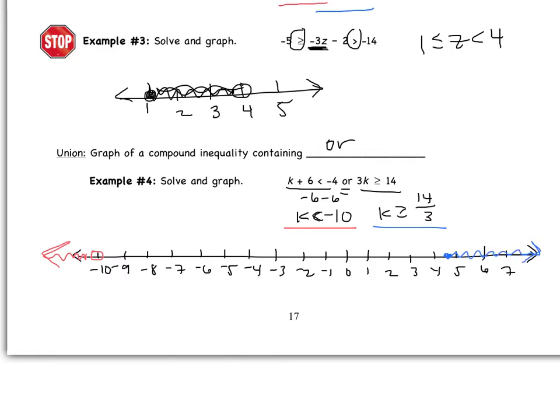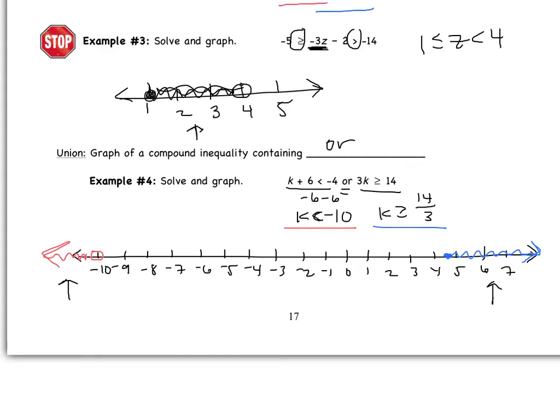Okay, so unlike the AND situations in example 2 and 3, when it's an OR, you're going to have two different shadings. That's saying that k is somewhere within that region, or k is somewhere within that region. Whereas in example 3, you only had one region of plausible values. So anytime that you have a union or you have an OR situation, you're going to have two shaded parts, and they're going to go in opposite directions.